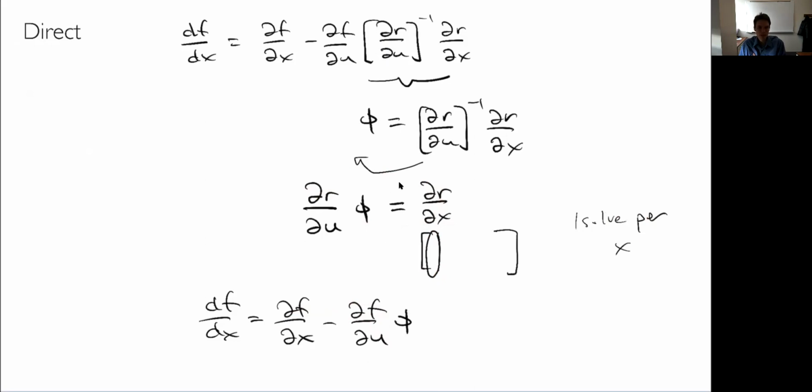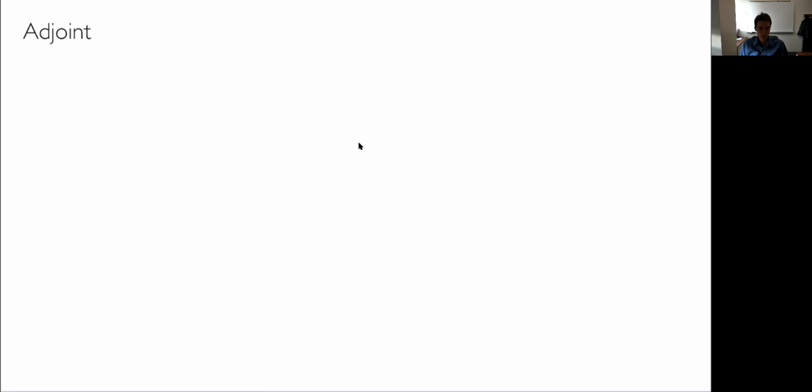And again, as you can tell, just like AD, this way to solve it is going to be advantageous if we only have few inputs and many outputs. Then this direct approach is going to be advantageous. And as you might guess, we have adjoint, which is also called the reverse mode. Adjoint's a bit more common, but we also call it reverse, just like the forward and reverse of AD.